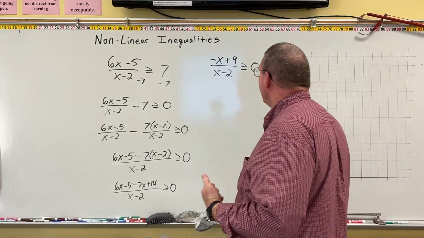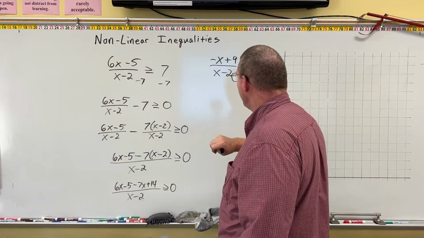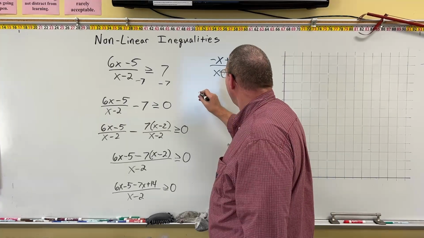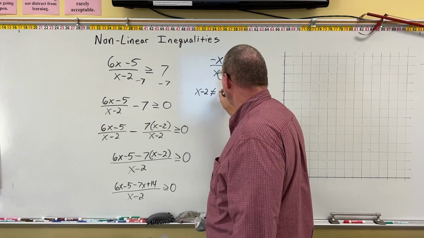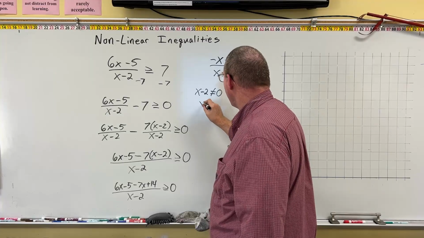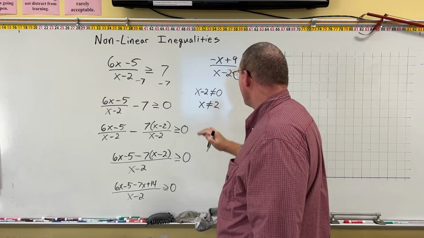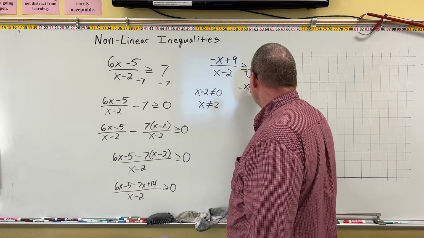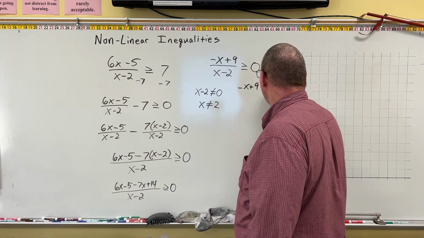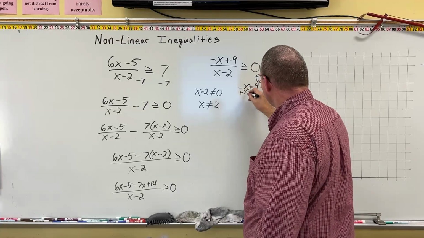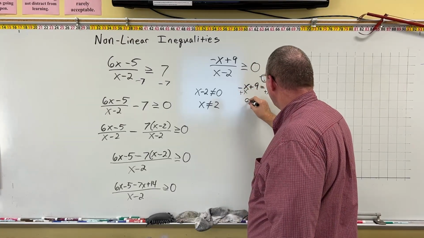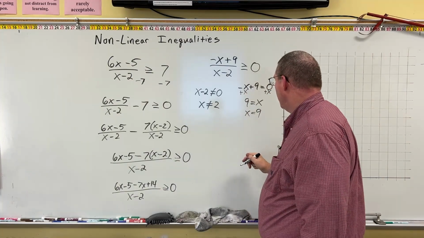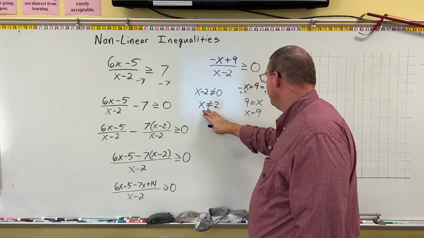Now we just need the 0 of the denominator, the 0 of the numerator, and we can make our sign chart, okay? So the denominator, we're going to say that x minus 2 cannot be equal to 0, and so that means x cannot be equal to 2. So one of our critical values is 2, okay? This one, we're going to do negative x plus 9 equals 0, and if I add x to both sides, I wind up with 9 equals x or x equals 9. That's the same thing. So our two critical values are 2 and 9.